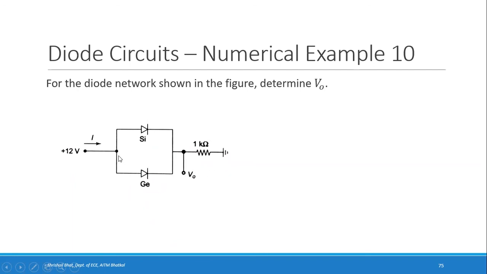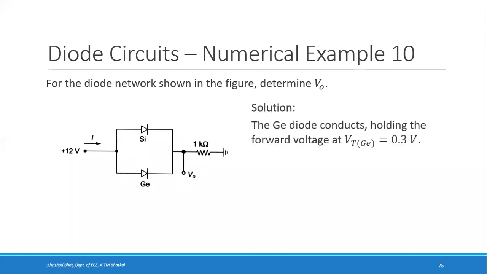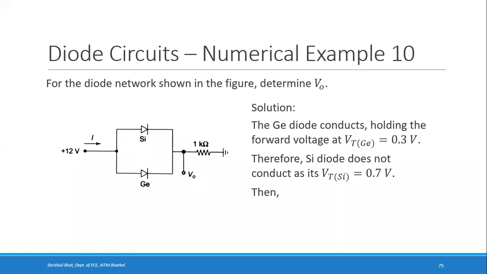How to find that? Again, both the diodes are forward biased, but since germanium starts conducting at 0.3, it will keep the voltage at 0.3. So the silicon diode will not conduct. So this is the path. There is a voltage drop of 0.3 volts here, so the voltage remaining at this point is 12 minus 0.3, that will be 11.7. So that is how germanium diode conducts. The silicon diode does not conduct because its threshold voltage is 0.7, which is greater than the 0.3 available. Therefore, output voltage V naught is 12 volts minus germanium's threshold voltage, 12 minus 0.3, it is 11.7.